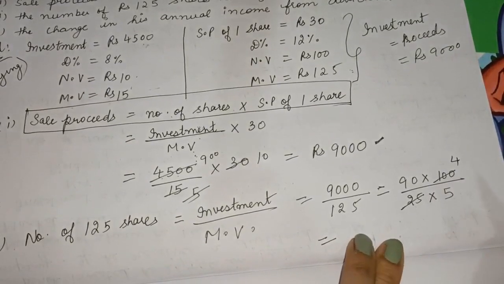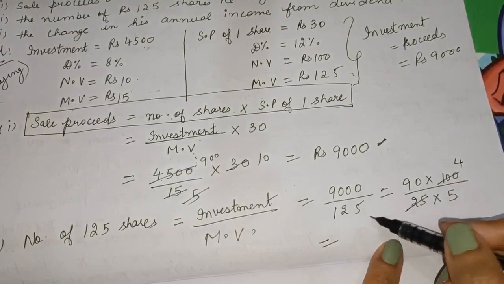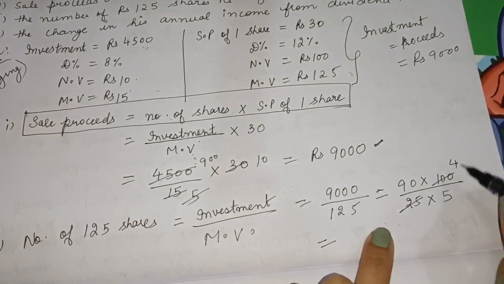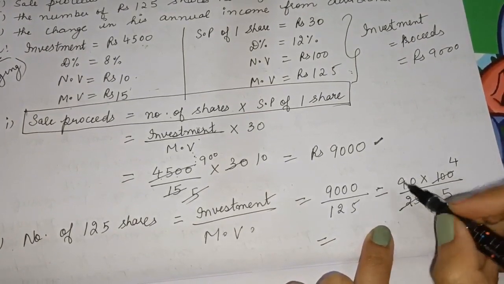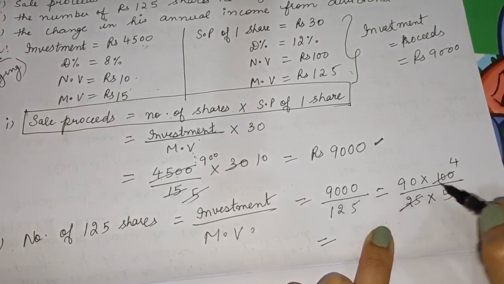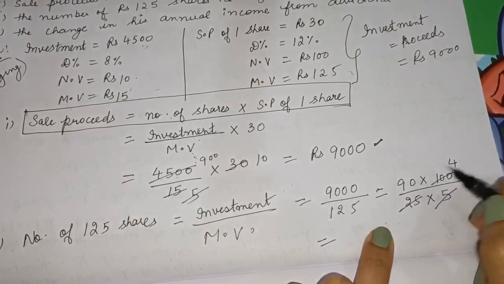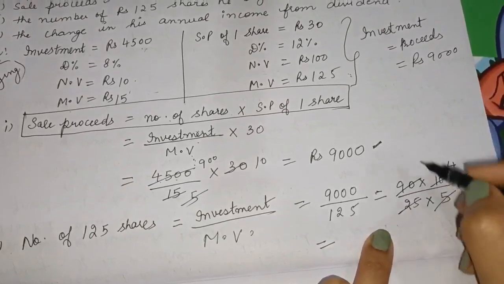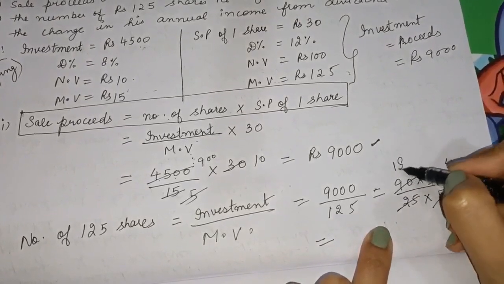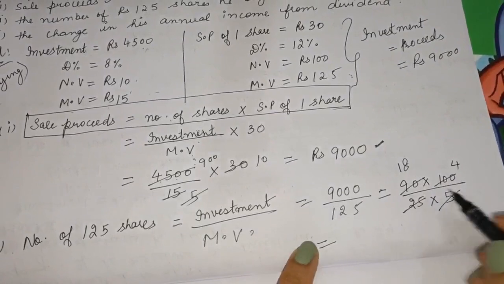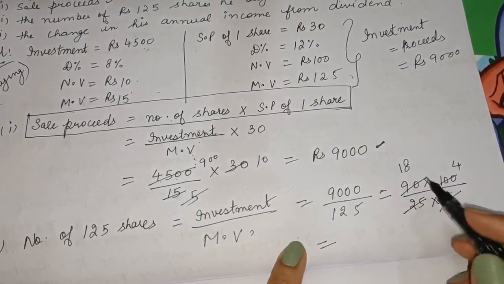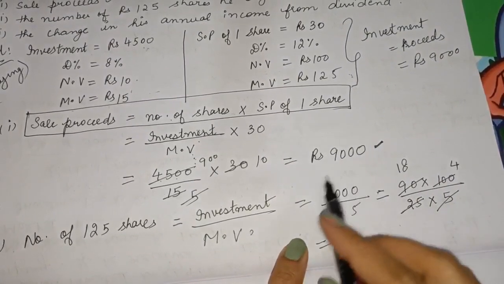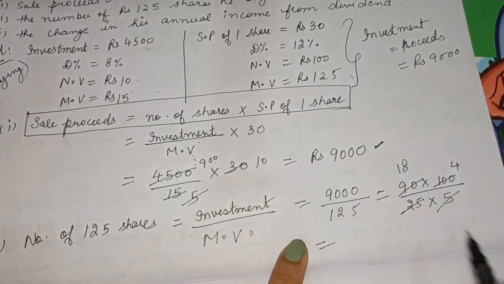Why have I written it this way? You can do the cancellation directly also. 25 into 4 is 100 because I knew it. That's why I wrote 9,000 as 90 into 100. And this also, direct cancellation we can do: 5 into 1 is 5 and 5 into 18 is 90. Because we know the smaller cancellations, we can try to make the calculations easy like this.